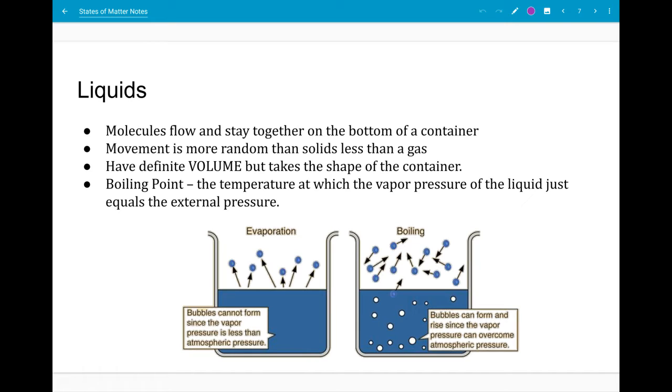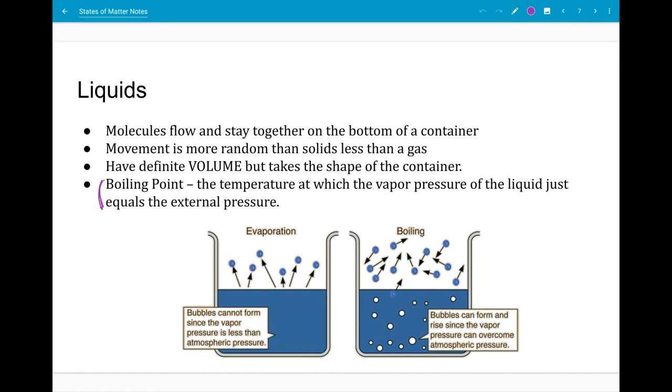Now with liquids, molecules will flow and stay together in the bottom of a container. They'll also take the shape of a container. They are a little more random in movement than solids, but not as much as a gas. They do have definite volume and can take the shape of a container.